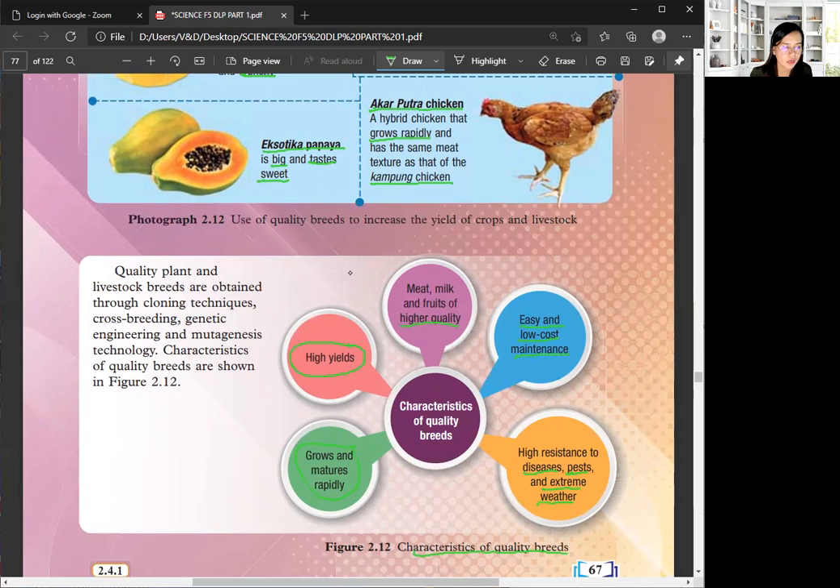Okay, so quality plant and livestock breeds are obtained through cloning techniques, crossbreeding, genetic engineering, and mutagenesis technology. So this is a technology of food production technology. The first one is cloning, secara clone, crossbreeding. Genetik, ada perubahan genetik, tukar genetik supaya menjadi lebih baik. And mutagenesis technology, juga sama lebih kurang dengan genetic engineering, means menghasilkan satu gene yang lebih berkualiti.